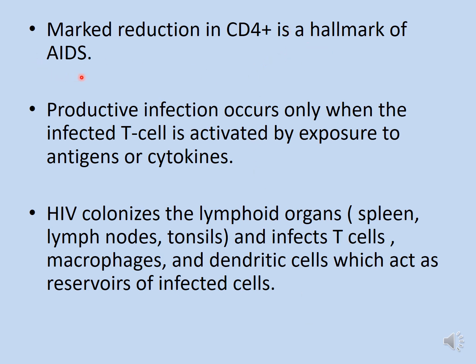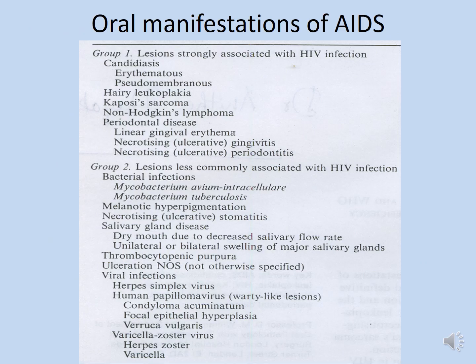All right. So a patient can be HIV positive, but he or she is at the stage of acquired immunodeficiency syndrome, or AIDS, when and only when the CD4 count is less than 200. Right. So productive infection occurs only when the infected T cell is activated by exposure to antigens or cytokines. HIV colonizes the lymphoid organs, that is the spleen, lymph nodes, tonsils, and infects the T cells, macrophages, and dendritic cells, which act as reservoirs of infected cells. Okay, so that is basically a revision of your concept in HIV.